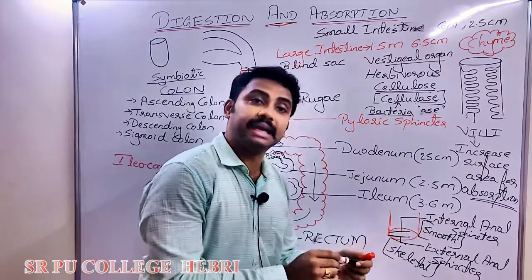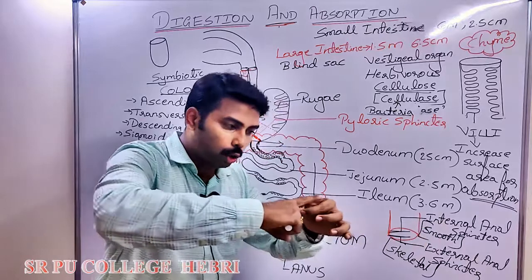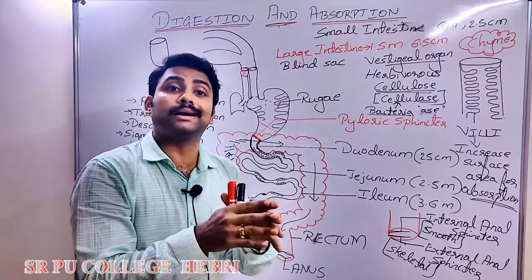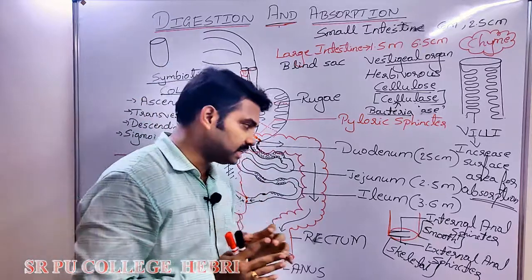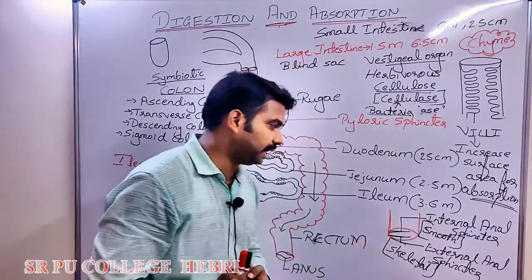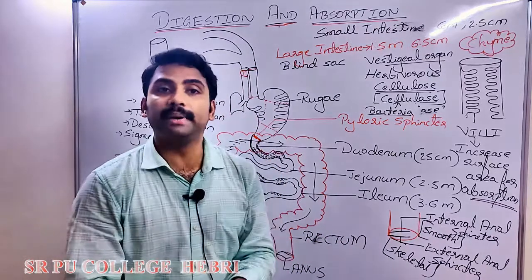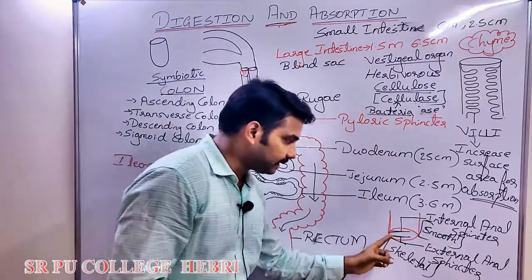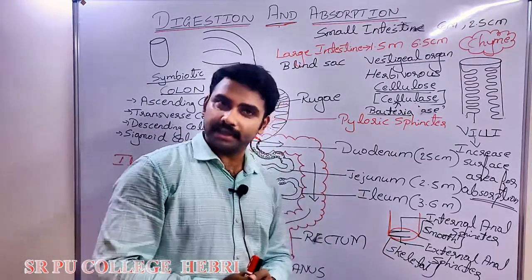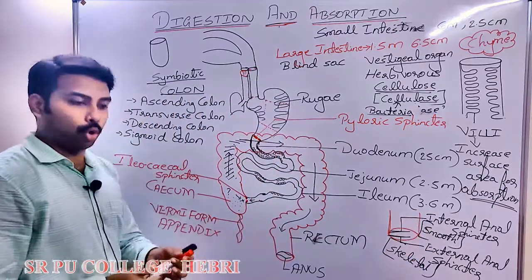Smooth muscle is involuntary. That means the internal anal sphincter opening is under the control of involuntary centers of the brain, whereas the external anal sphincter, as it is made up of skeletal muscle, its opening is under voluntary control. When we decide, only then it opens. Is that clear? Through which the undigested waste will go out.